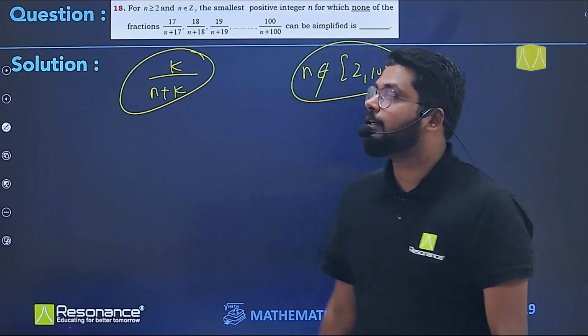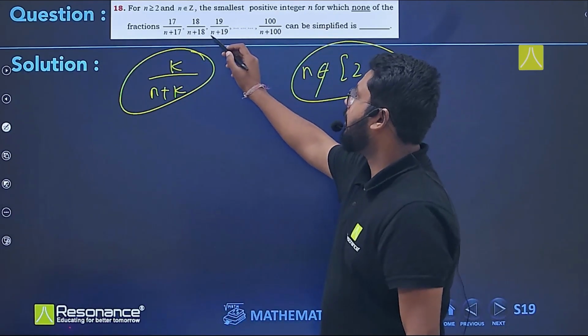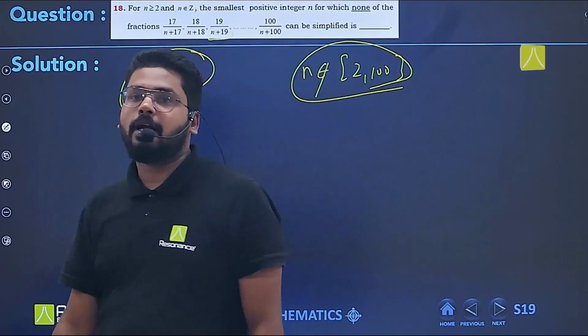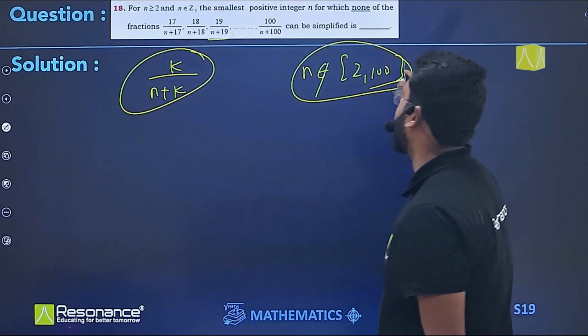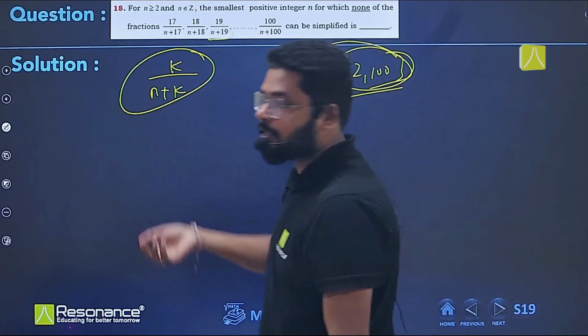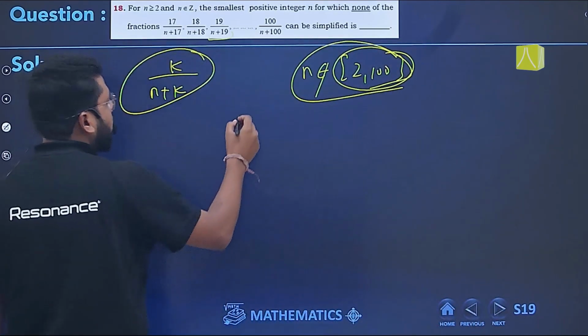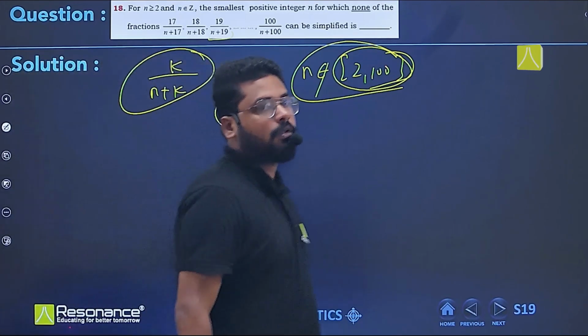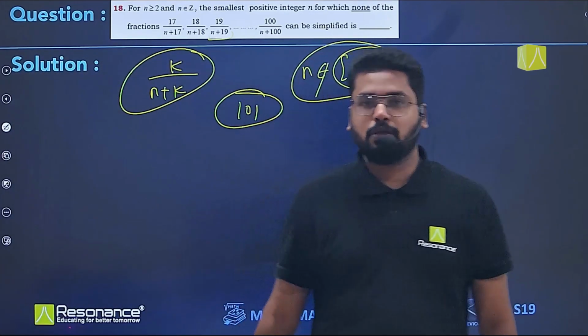Suppose you take n as 19, then 19 plus 19 is 38, so 1 by 2 will simplify. This shows that n cannot take any value between 2 and 100. It should be greater than 100. So after 100, the first number will be 101, and 101 is a prime number.